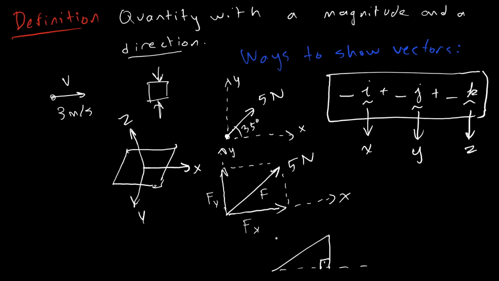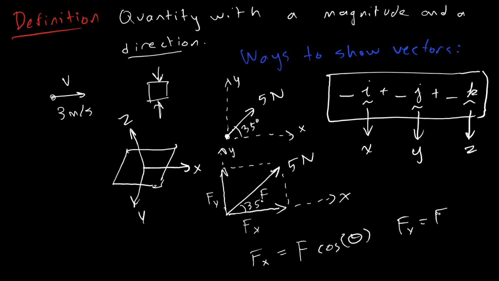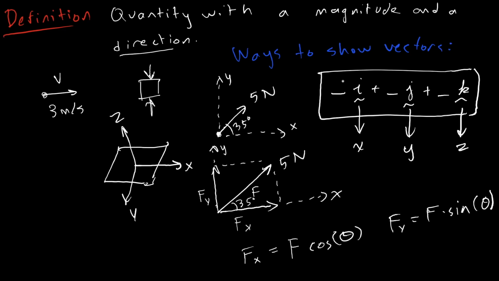Here are some quick but very useful equations. You probably already know them. Let's say this is theta. We already defined that, so it's going to be 35 degrees. Fx in that case is f times cosine 35, so basically f times cosine theta, where theta is this angle right here. And then fy is f times sine theta.